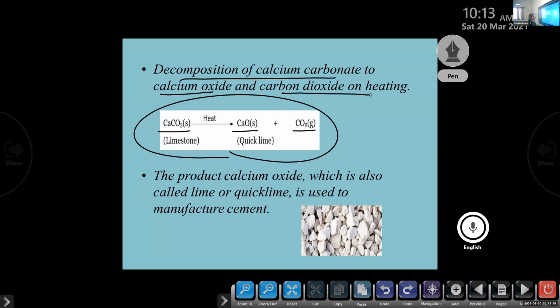Look here, here also there is only one reactant, that is calcium carbonate. It's in solid state. And on heating, it decomposes to calcium oxide and carbon dioxide. That means it decomposes to give simpler products. So this is an example for decomposition reaction. In its name itself, this is decomposition. Look at this reaction: decomposition of calcium carbonate to calcium oxide and carbon dioxide on heating.